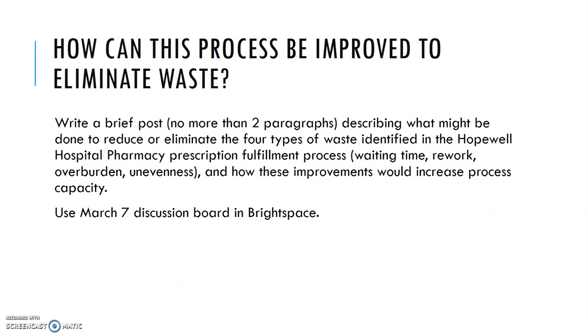So here's the big question. How can this process be improved to eliminate waste? And here's your task. Write a brief post, no more than 2 paragraphs, describing what might be done to reduce or eliminate the 4 types of waste identified in this case. And specifically, we're looking at waiting time, rework, overburden, and unevenness. And as you address those types of waste, how would those improvements increase process capacity?